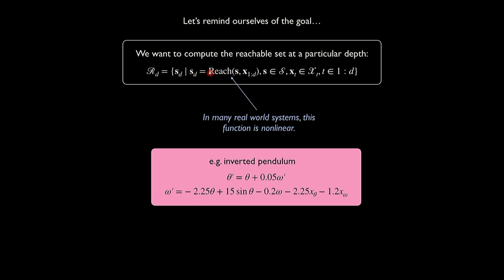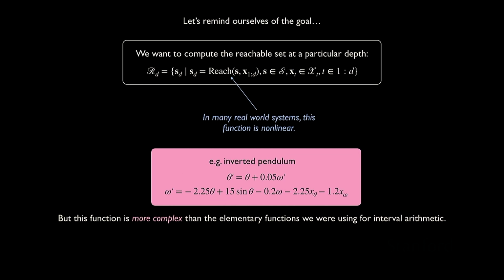And then you can imagine to do the reach function, we have to do a rollout up to depth d. So we're going to apply this equation over and over again. So things are going to start getting multiplied by each other. So we don't just have this one sine. We have many iterations of this sine all getting multiplied together. So this function is highly nonlinear after a few time steps.